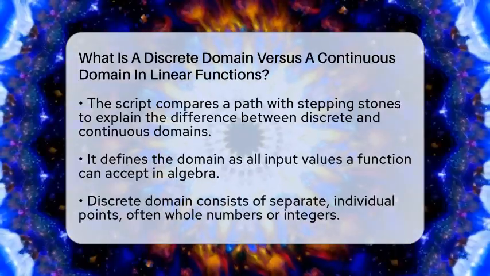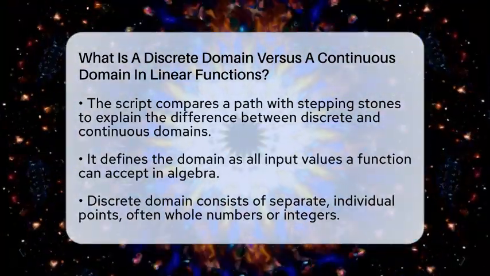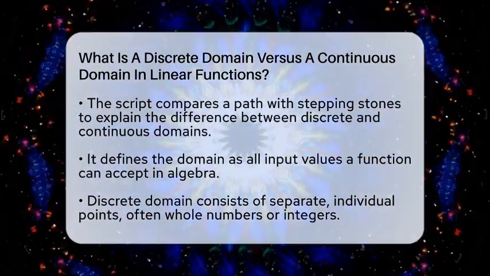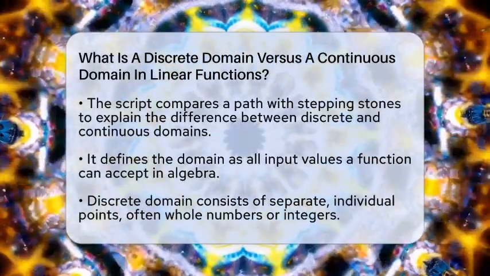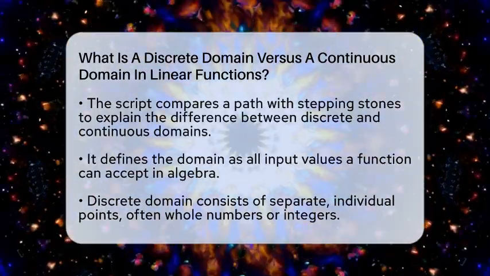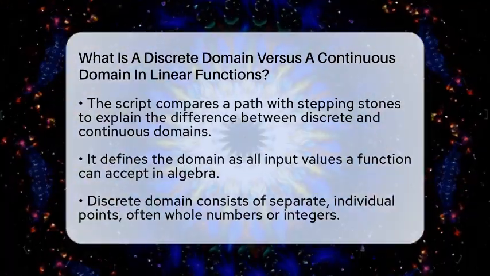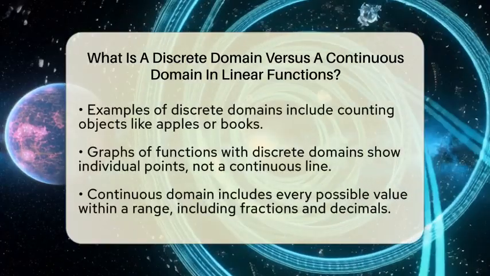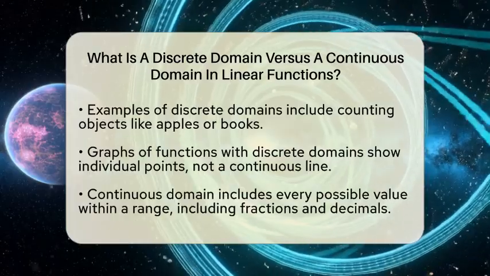In algebra, the domain is all the input values that a function can accept. When talking about linear functions, the domain can be either discrete or continuous, depending on what kind of input values are allowed. A discrete domain is made up of separate, individual points. Think of counting objects like apples or chairs. You can have 0, 1, 2, or 3 apples, but not half an apple. These values are often whole numbers or integers.